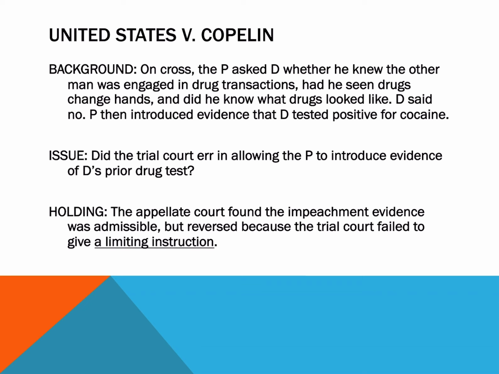This court found that the impeachment evidence was admissible, but reversed because the trial court had failed to give a limiting instruction. So it could have come in, but the jury needed to be limited on how they could use that evidence.